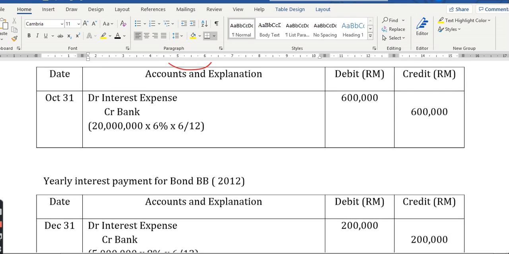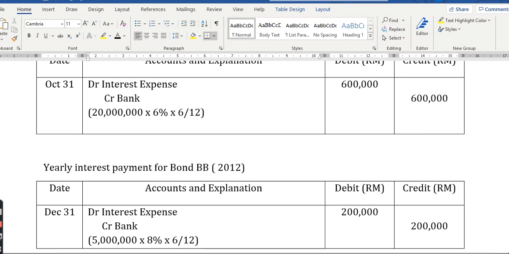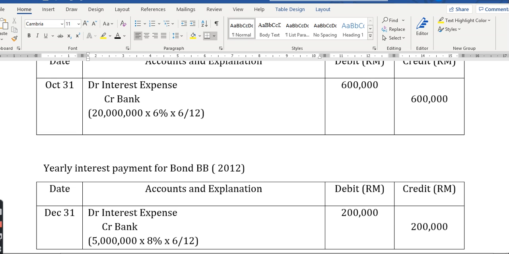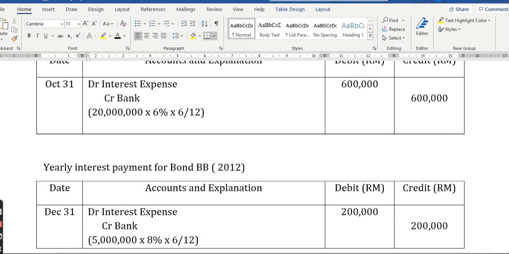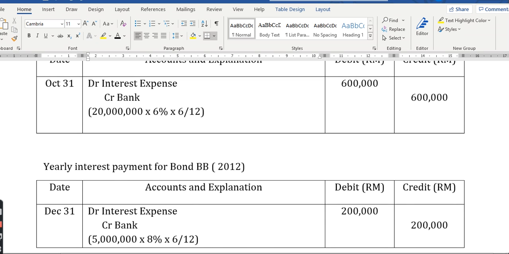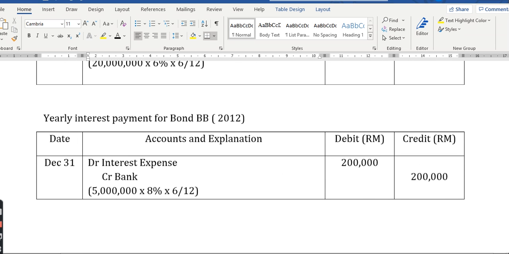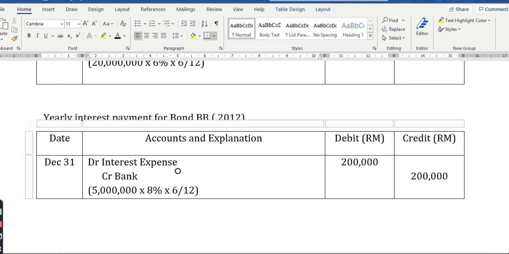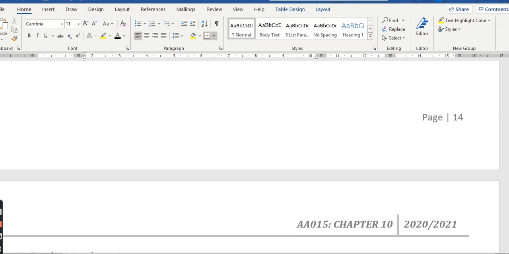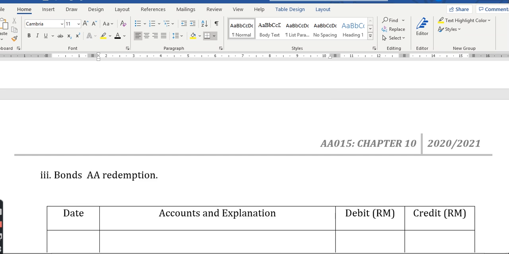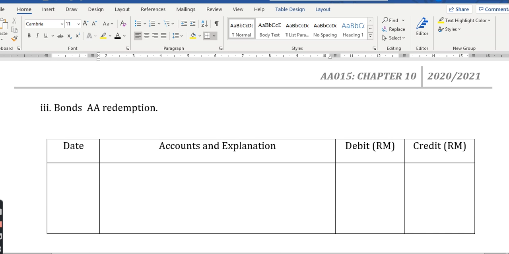As you can see in the question, we are only paying the interest expense along with the tenure. So that means if the tenure is 10 years, you will be paying 10 years of interest, twice a year. Every 6 months you'll be paying the interest expense, and only when you reach the maturity date will you be paying the face value. Okay, next we go through the redemption. Redemption means that is actually your maturity date.